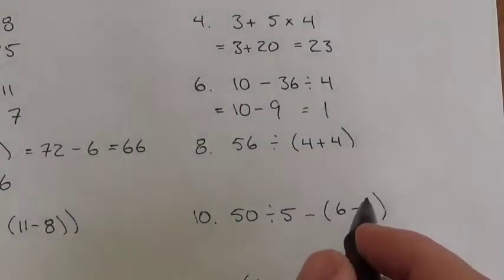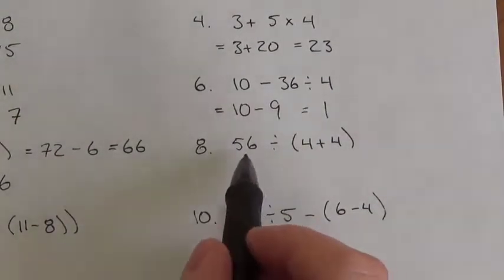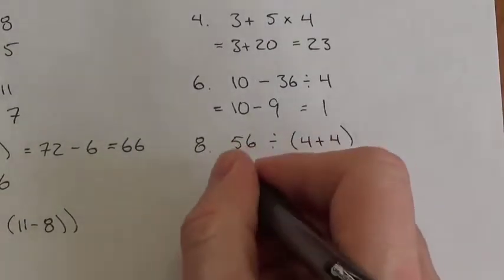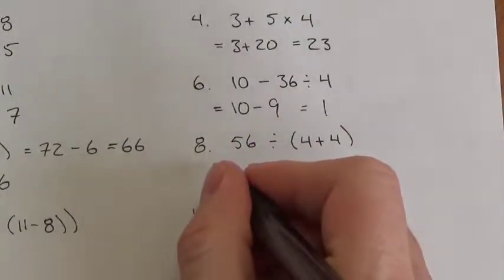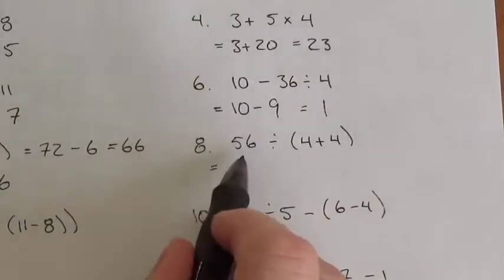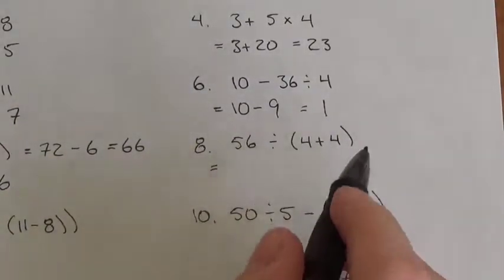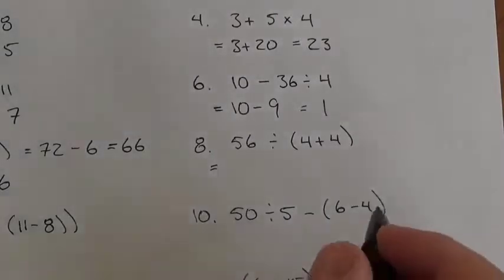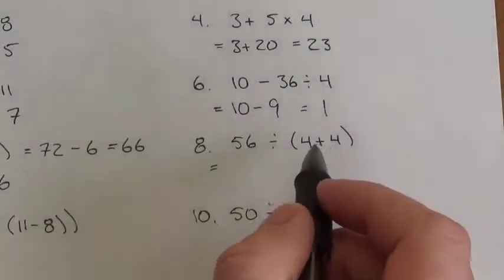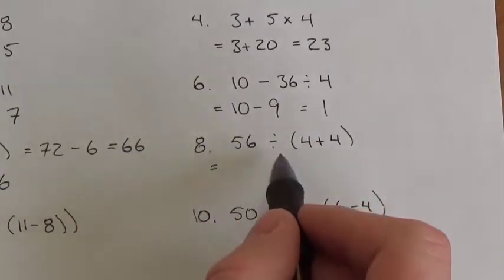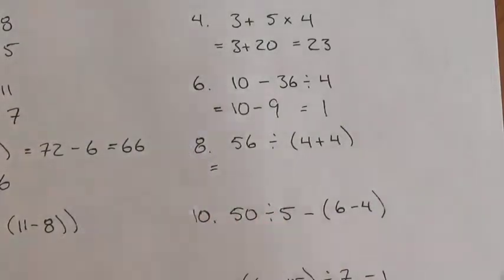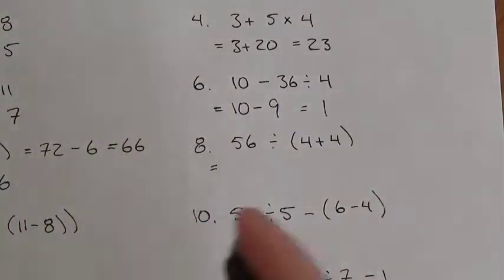Now, distribution doesn't quite work the same way if you've got division here. In fact, you really couldn't work that through. You can't go 56 divided by 4 plus 56 divided by 4. That just doesn't work like that. If you'd had 4 plus 4 divided by 56, then you could go 4 divided by 56 plus 4 divided by... That you can actually do. But you can't do it this way here.